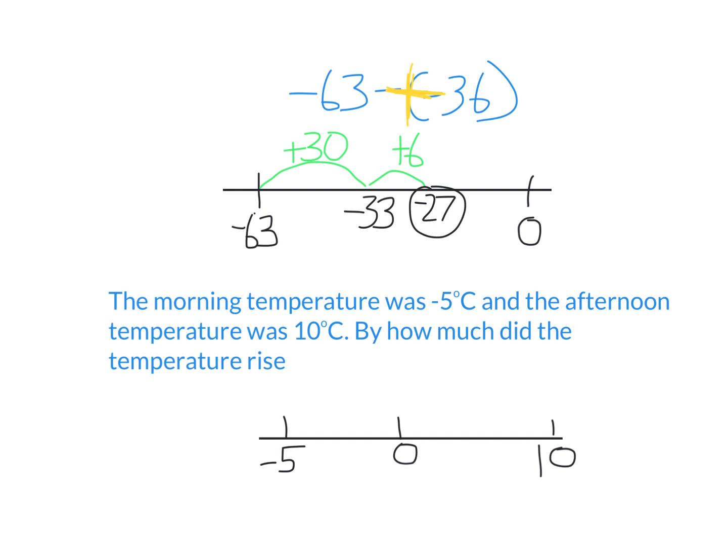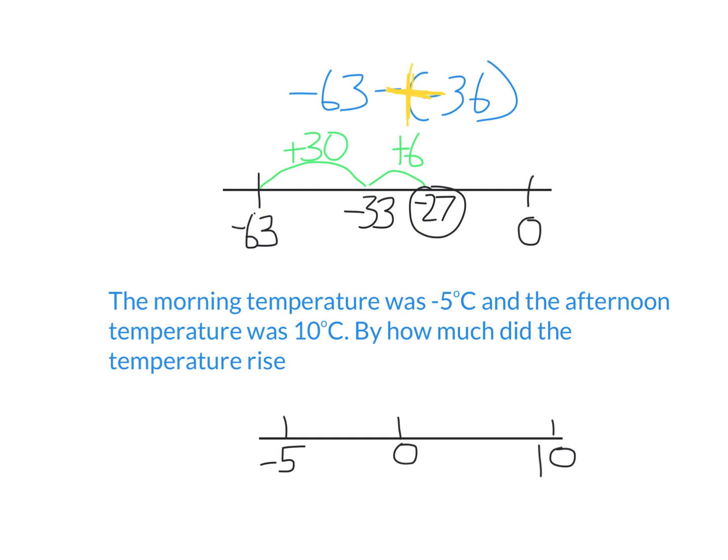Let's try a worded question now. So the morning temperature was negative 5, the afternoon it was 10. By how much did the temperature rise? So you might be able to do this in your head without a number line, which is fine, but I'll show you how we can use a number line. So what we're saying is we started at negative 5 and went all the way up to 10.